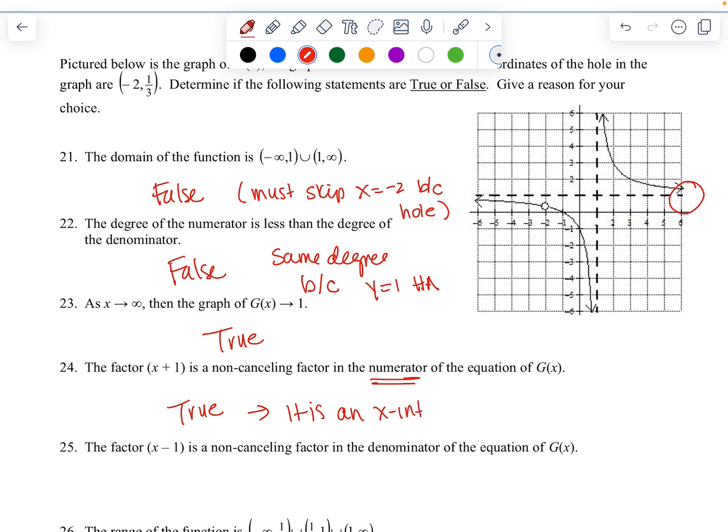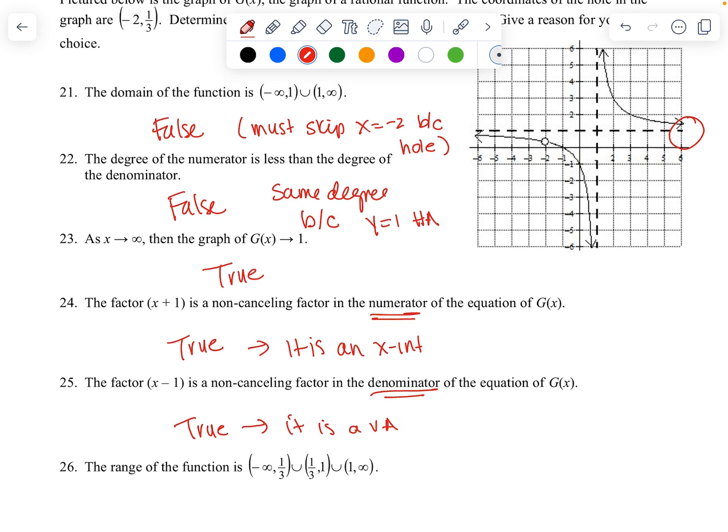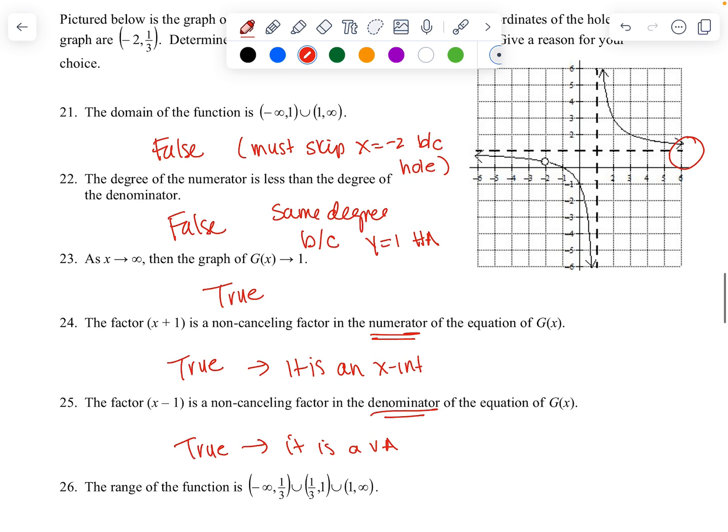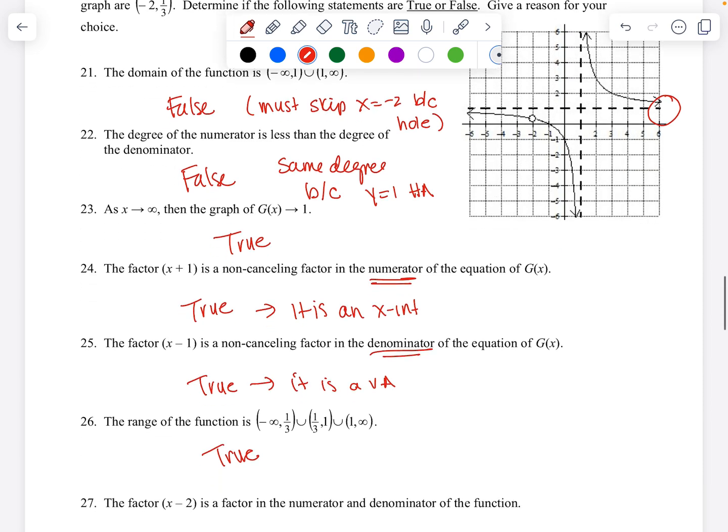Okay. The factor x minus 1 is a non-canceling factor in the denominator. If it's in the denominator and it doesn't cancel out, then that's leading to a vertical asymptote. And we got that at +1. Very good. And the range of the function is as follows. I think that looks pretty good. It looks like it skipped the right values, so we would put true. It did skip the horizontal asymptote and the y value of the hole.